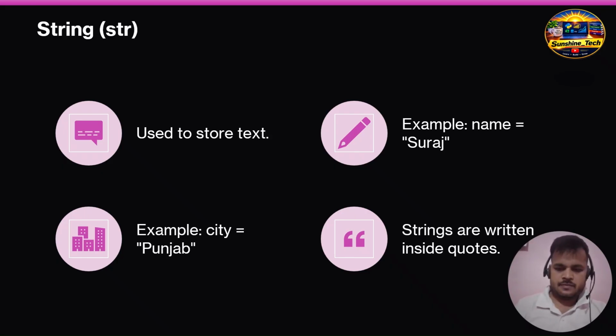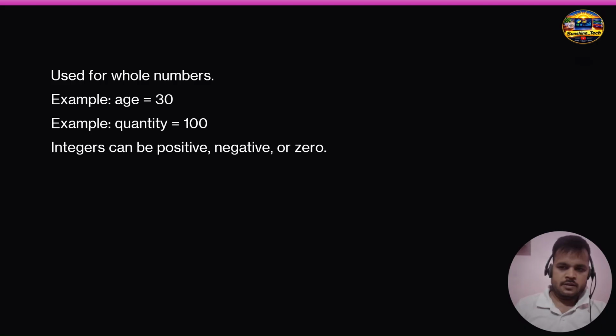Next we have the integer. An integer is basically a whole number like 10, 20, 30, 40, 50, any number which is not in a point. That is the integer. An integer can be positive, negative, or zero.